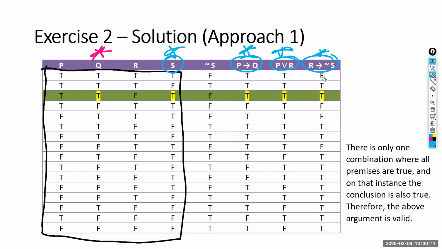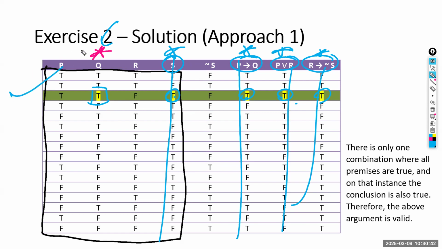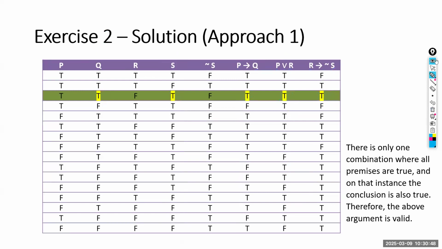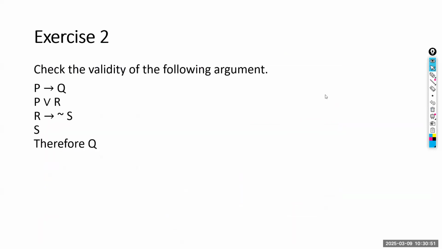Now you need to find when all these are true. This row is not correct because this one is false. This row is also not correct because this one is false. Now you have a situation where all premises are true, and you will find that there is no other row where all these columns are true. We have only one place where all these columns are true, and in that case your Q is true. That is your conclusion. So when all the premises are true, your conclusion is true, and there is no other scenario where all are true. Therefore, this argument is a valid argument. Got it?